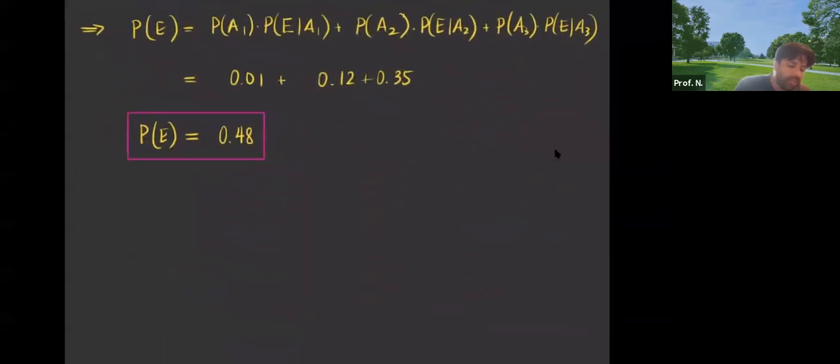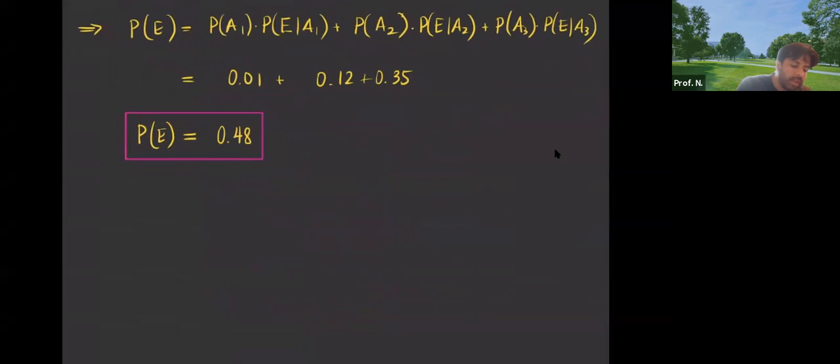So what does this illustrate? This illustrates a principle. It's called the law of total probability. And this will become very important when we talk about conditional probabilities.